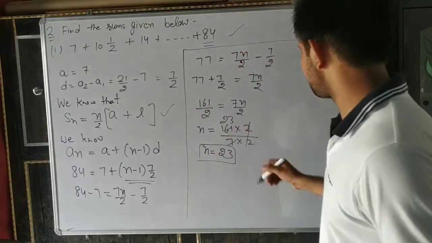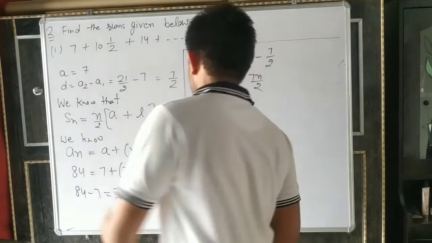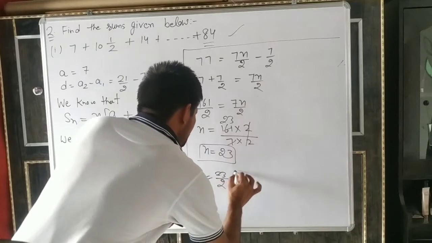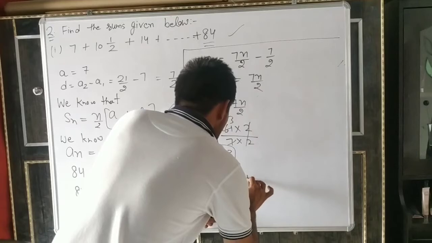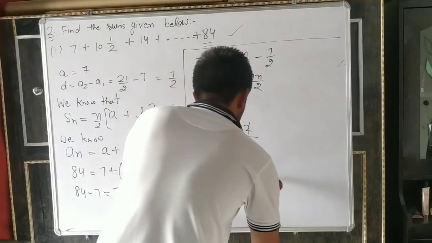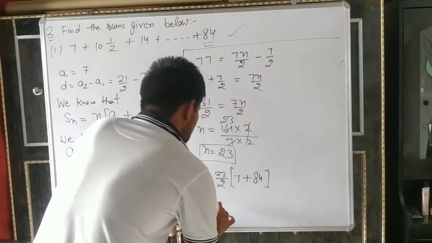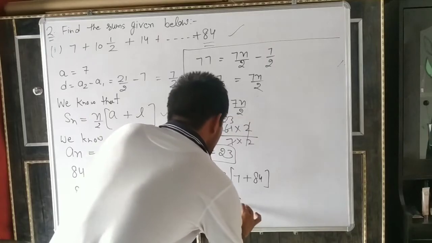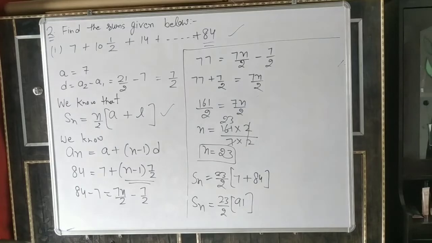But we have to find the sum. You can use any formula. First is Sn. First we are using this one. n is 23 divided by 2 into a, the first term, which is 7, plus L. L is always the last term, which is 84. Understand here? So Sn equal to 23 divided by 2 into 91.